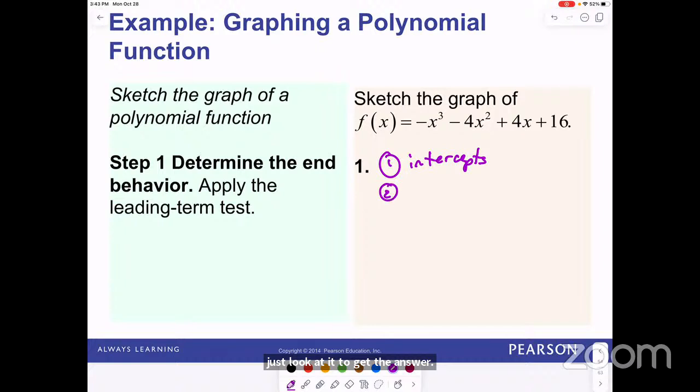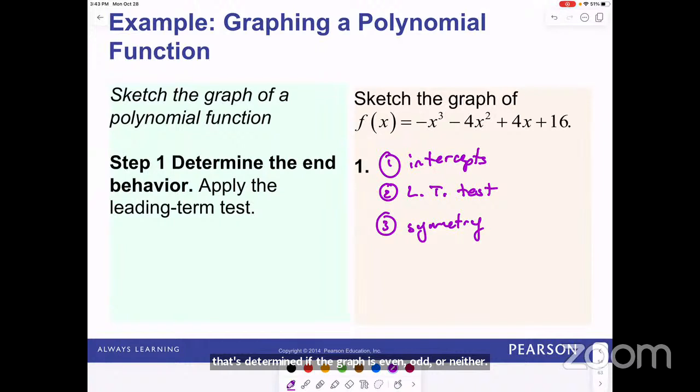Then you might try your leading term test. That tells you about the long-term behavior. No information about the middle, but it gives you information about the long-term behavior of the graph. You can check for multiplicity. You can do a test for symmetry, which determines if the graph is even, odd, or neither. Even means y-axis symmetry. Odd means origin symmetry.